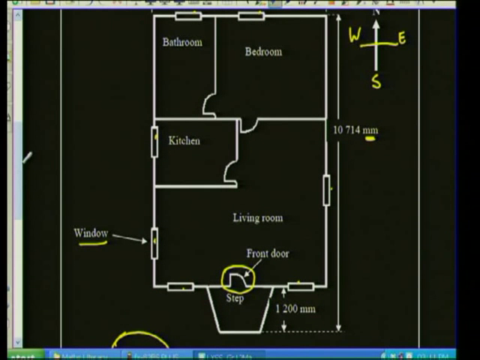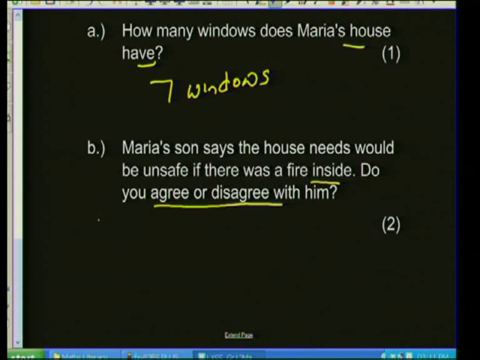If there's a problem in the bedroom, you need to go through the living room, out to the front door. In the bathroom, you've got to go through the bedroom to the living room and the front door. So if there was a problem, there's no back door in the kitchen. So make a decision on your opinion. Is it unsafe or is it safe? We're going to say we agree. There's only one door in or out of the house.